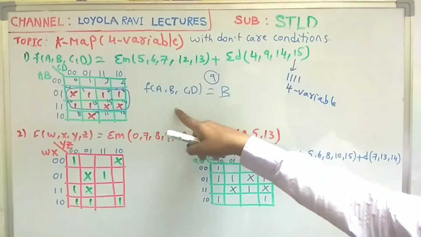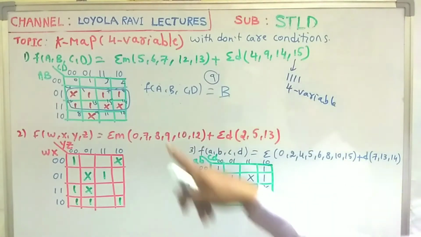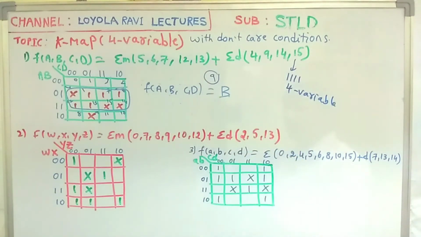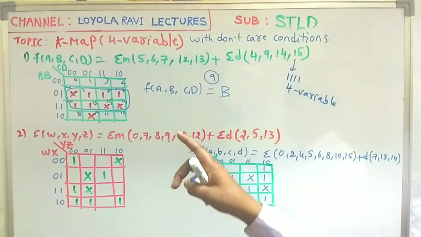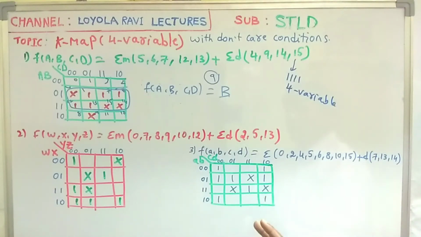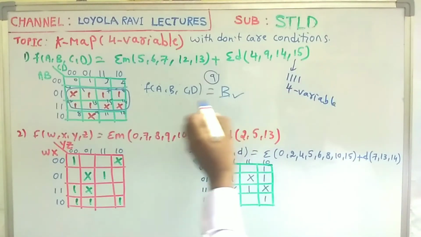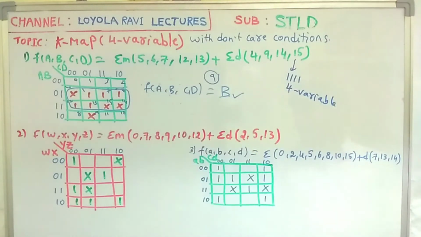Directly you may write the expression as B. If an octet is forming, you will get one variable. If a quad is forming, you will get 2 variables. If a pair is forming, we are getting 3 variables, like that. You can remember it like that.